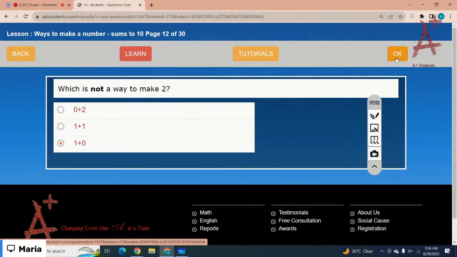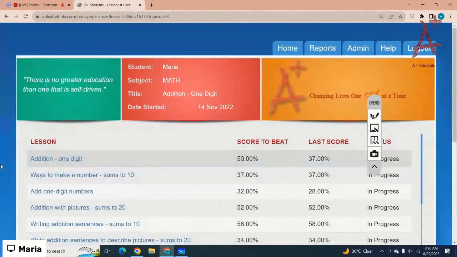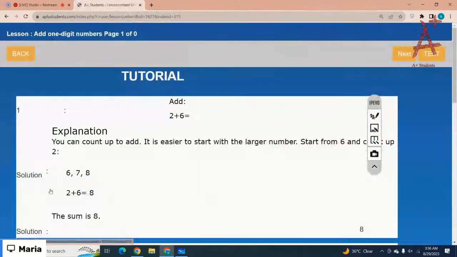Okay, you can complete the lesson by yourself later today. Let's just start with the next lesson. The next lesson is add one digit numbers.